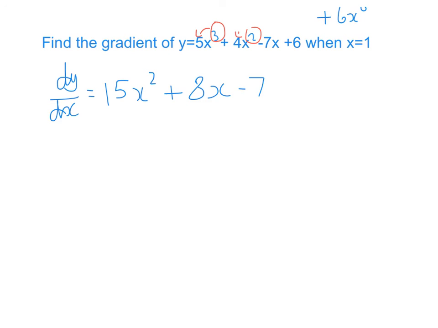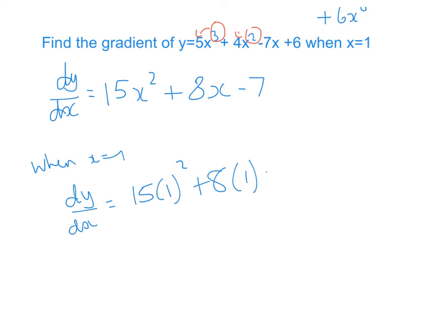So all we now need to do is substitute x equals 1 into that. So when x equals 1, dy by dx equals 15 times 1 squared plus 8 times 1 minus 7, which is 16. So the gradient of that curve when x equals 1 is 16. And obviously if you had a picture, you could have used method 1 as well.